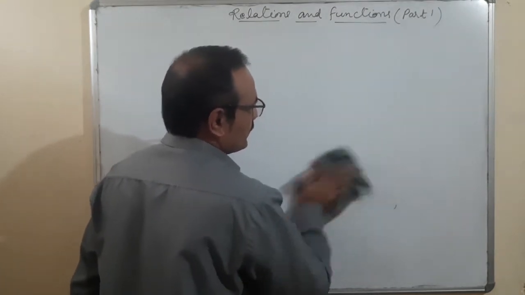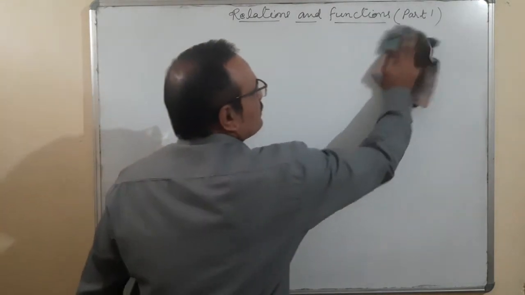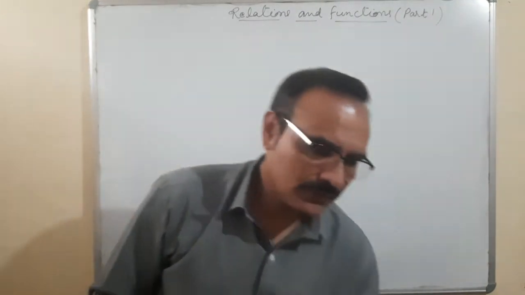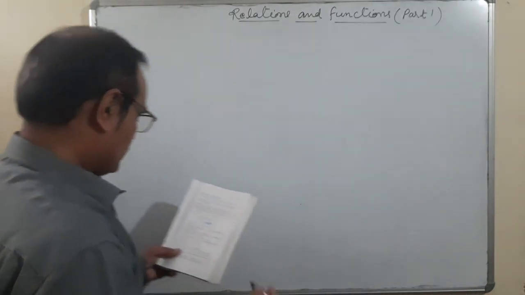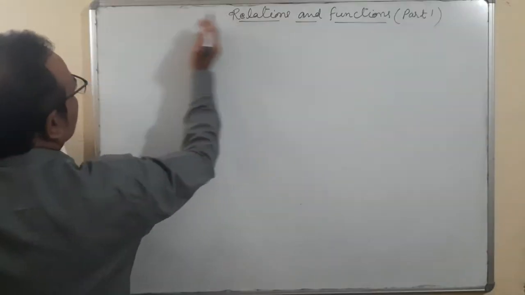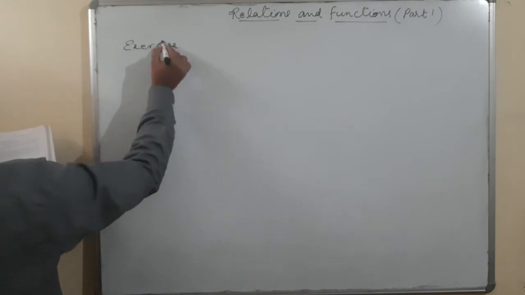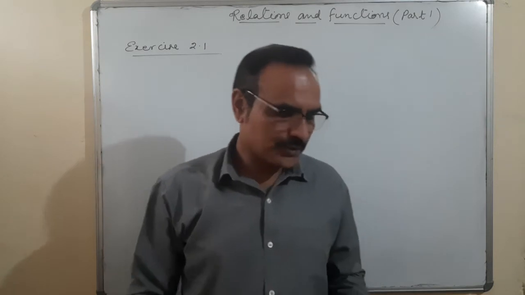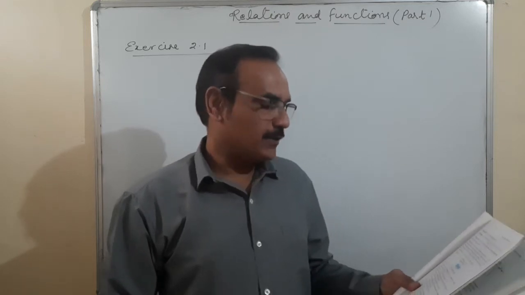Now let us discuss some questions from exercise 2.1, because in the previous chapter we did not discuss questions from the exercise. The first chapter is theory based, and if you know the definitions, then you can solve each and every question. But here some questions are necessary to discuss. Exercise 2.1. Question number 1 is given: if (x/3 + 1, y - 2/3) is equal to (5/3, 1/3), find the values of x and y.